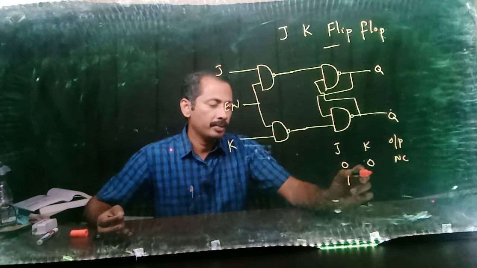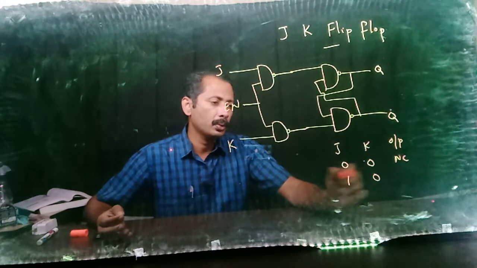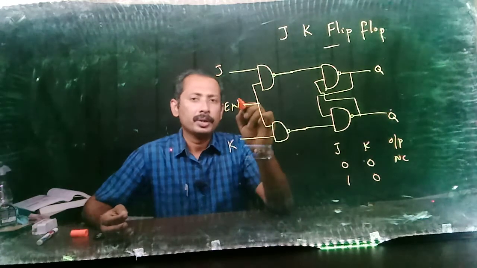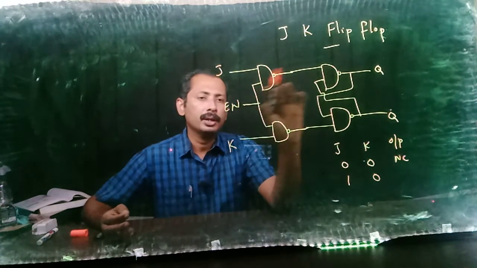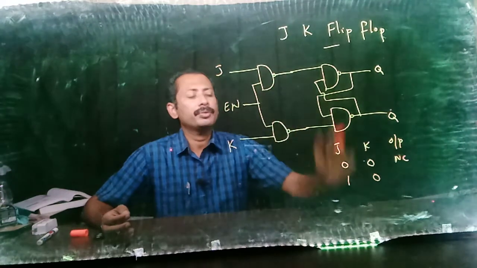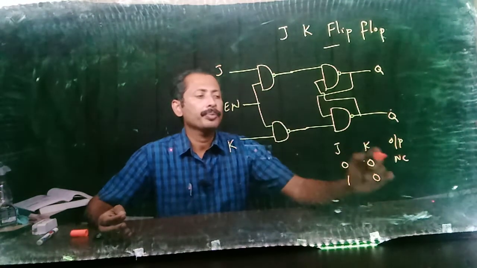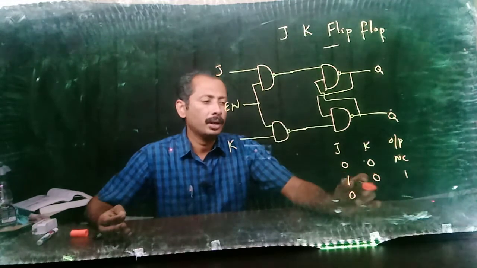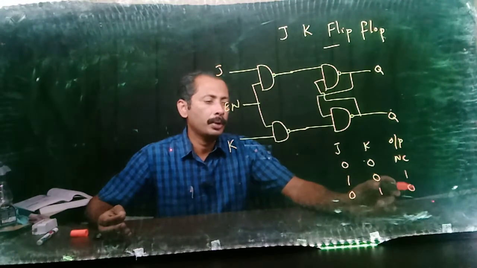If J is made 1 and K is made 0, of course enable should be active. Enable should be active, otherwise the circuit will not work. If J is 1 and K is 0, then the output becomes 1. If J is 0 and K is 1, the output becomes 0.